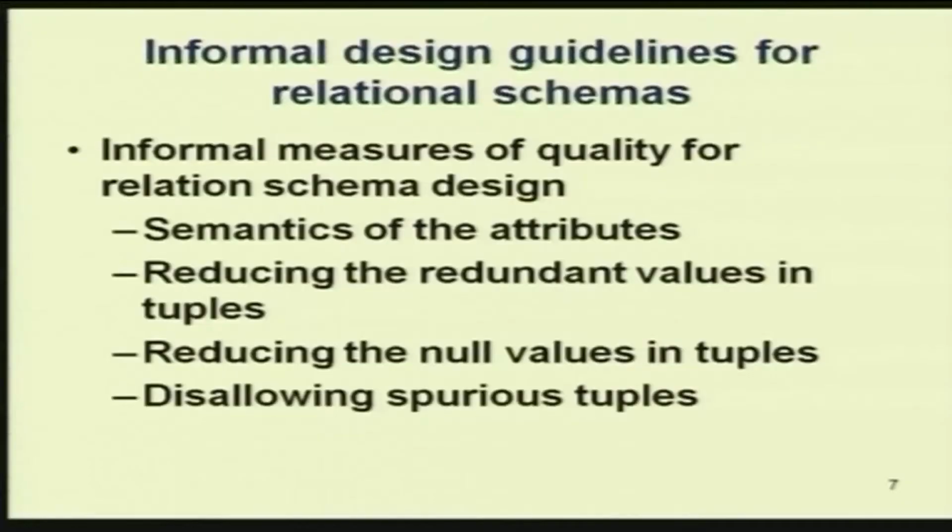So, the 4 basic guidelines for relational schema design are: the semantics of the attributes should be correct, you must reduce redundant values as far as possible, you should reduce the null values in the tuples, and you should disallow spurious tuples.